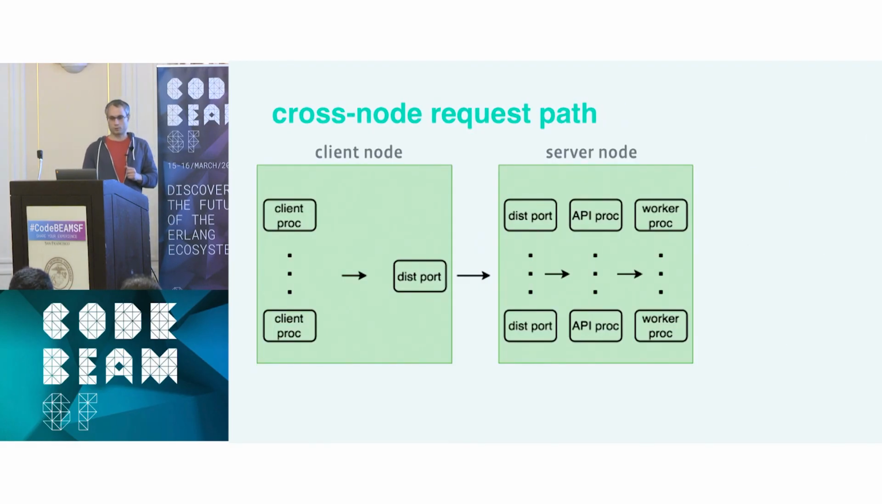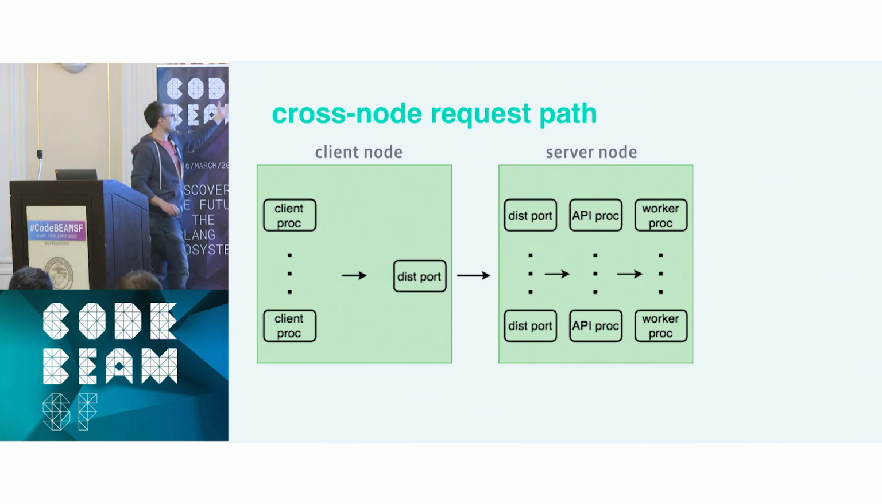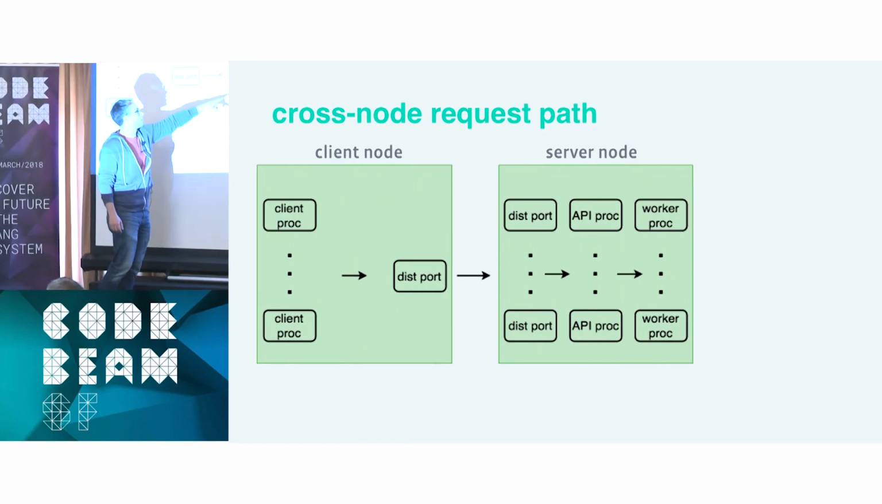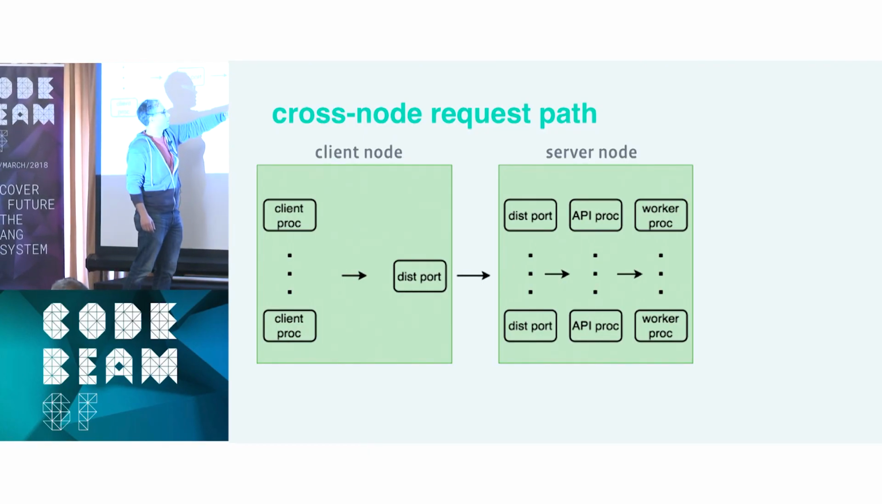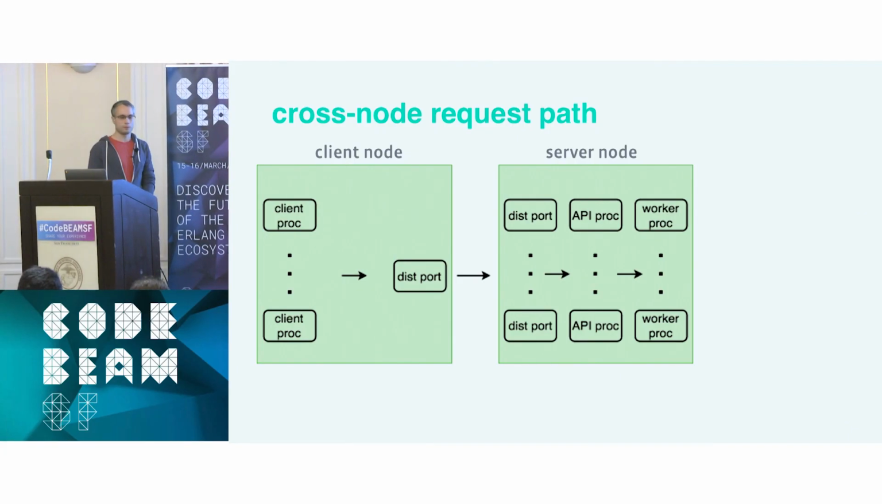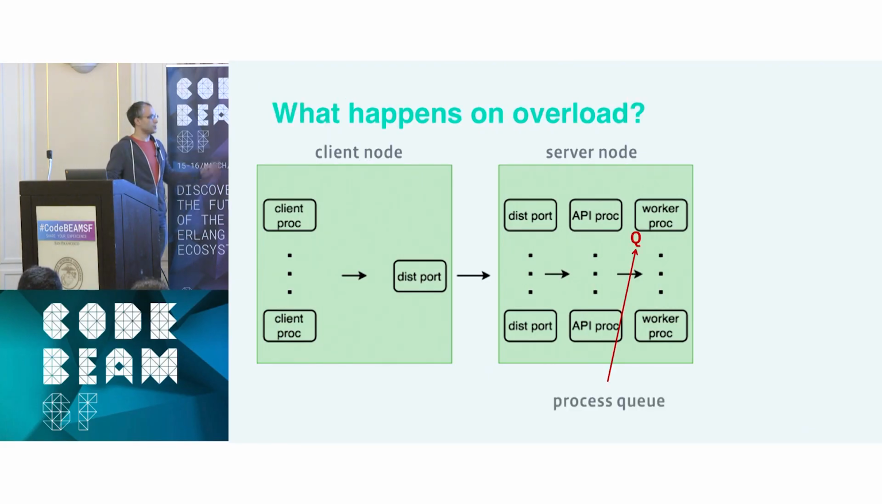Let's look at a typical cross-node request path. Client procs send a request to a remote node. It goes through the dist port, comes out of the dist port on the other end, gets distributed through API procs and lands on the work proc. So what happens when the server node becomes slow? It doesn't matter for which reason. It could be short on resources, it hits some concurrency limits, or there is a slow downstream system. In that setup, the first thing we'll see is the process mailbox queue will grow.